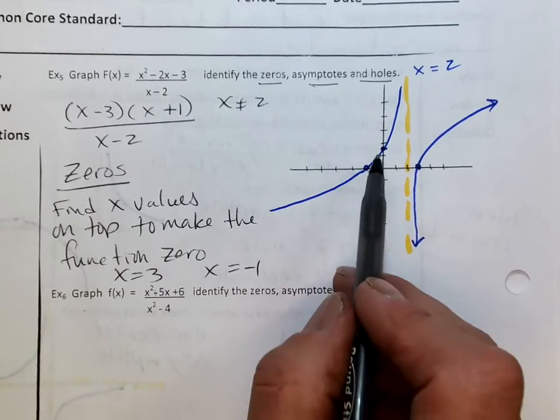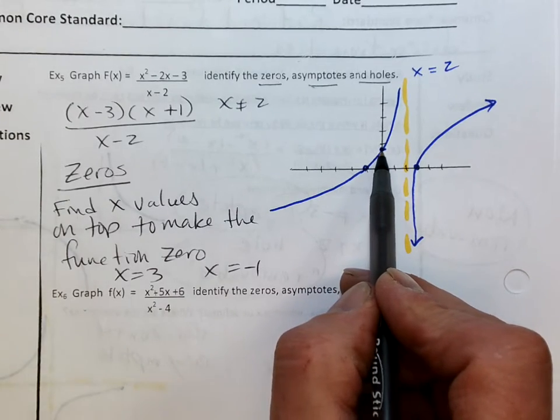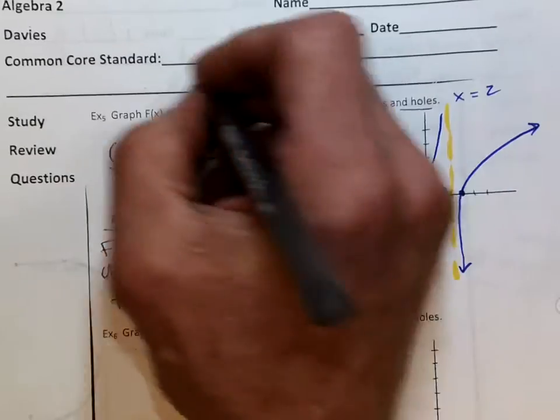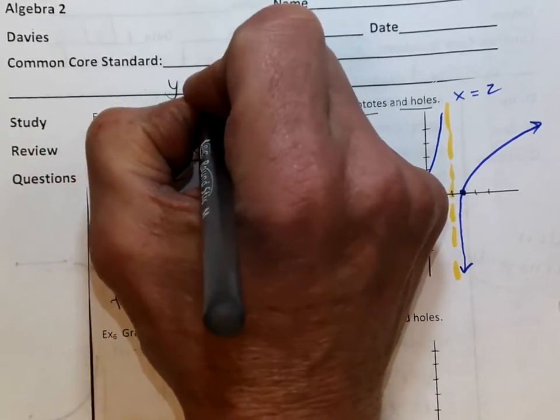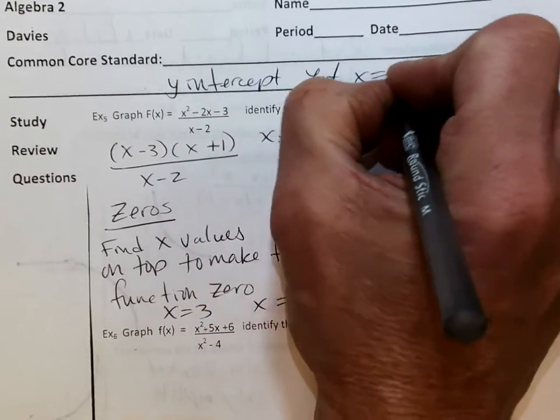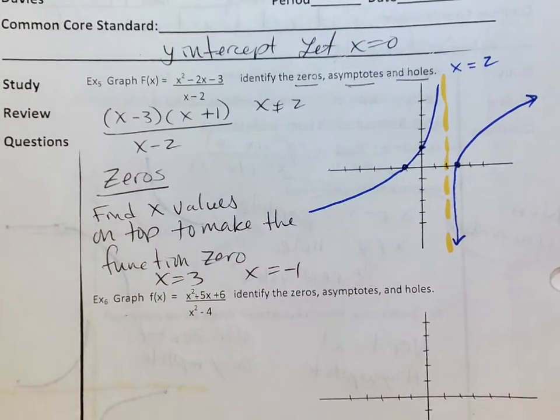My y-intercept here is like any y-intercept. How do you find the y-intercept? Let x equal 0. So the y-intercept, let x equal 0, okay? So to get the y-intercept, let x equal 0.